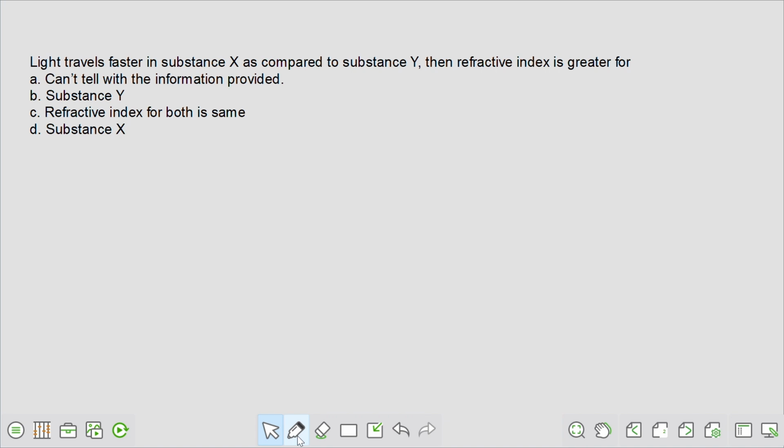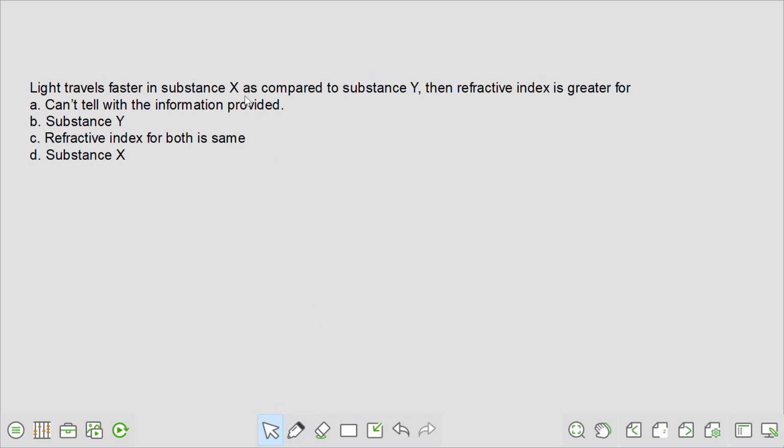If light travels faster in substance X than in Y, then the refractive index is greater for which? Okay, so here light travels faster in substance X as compared to Y. So how are speed and refractive index related? Yes, we know that the refractive index of a medium is inversely proportional to the speed of light. So since the speed of light in X is greater than the speed of light in Y, the refractive index of X will be less than the refractive index of Y.